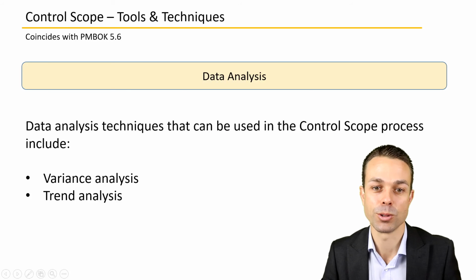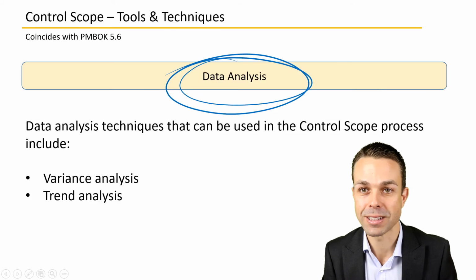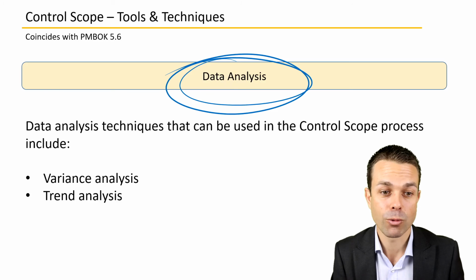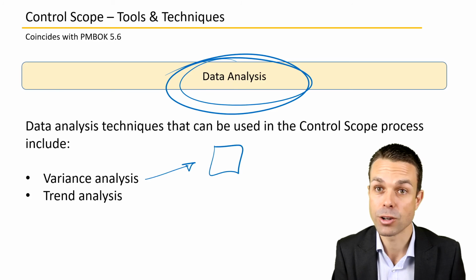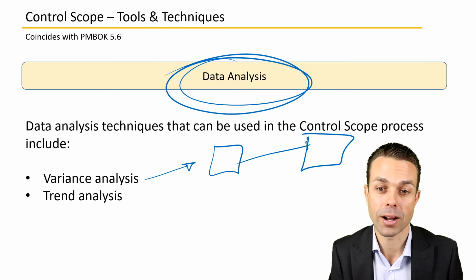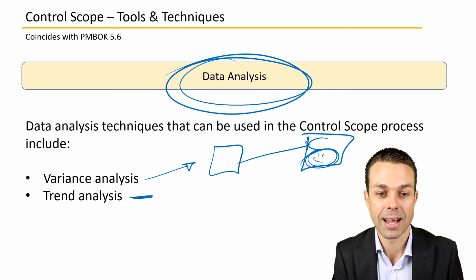Tools and techniques that you'll use are data analysis. So we're analyzing all of these changes to the scope that might come through. And we might need to look at variance analysis. So what had we planned originally versus what is the change, or what are our customers actually wanting to be able to sign off on that deliverable? And of course, trend analysis.